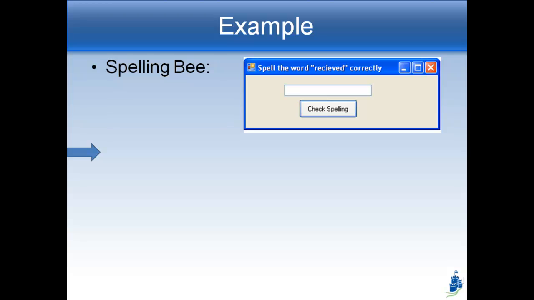So let me give you an example. This is called the spelling bee, and you can see we have this box up here that says spell the word received correctly. It's spelled incorrectly in the top there. Okay, so if we wanted to then press this button to check to see if the word receive has been spelled correctly, we would need an if statement, right? We'd need to ask the computer, is it spelled correctly? And let's say we wanted to say something nice to the user if they got it right, and something mean to the user if they got it wrong.